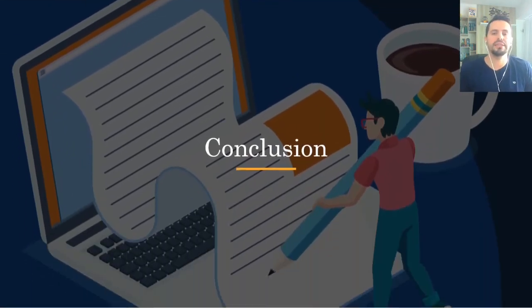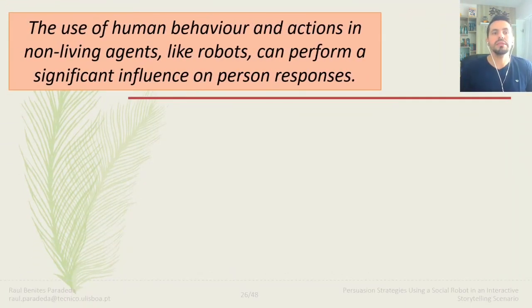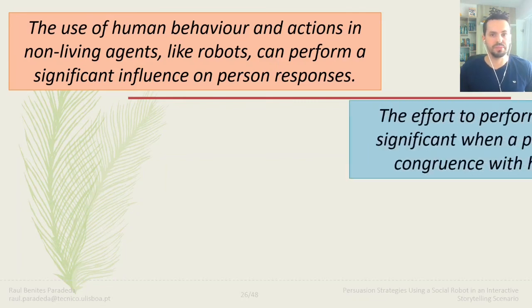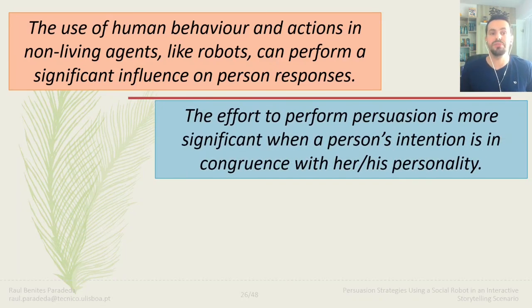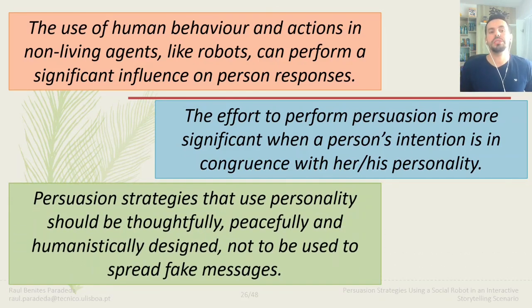As conclusion, I'll add some messages. The use of human behavior and actions in non-living agents, like robots, can have a significant influence on a person's response. The effort of persuasion is more significant when a person's intention is in congruence with his personality. And persuasion strategies that use personality should be thoughtful, peaceful, and humanistically designed, not to be used to spread fake messages.